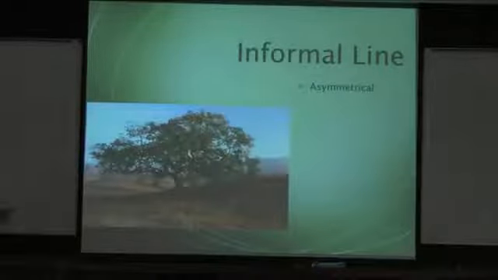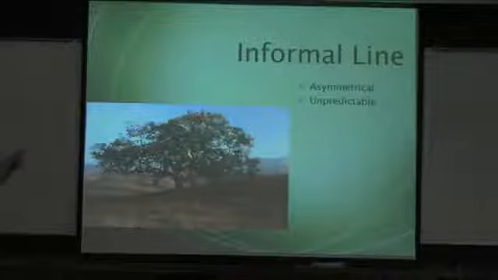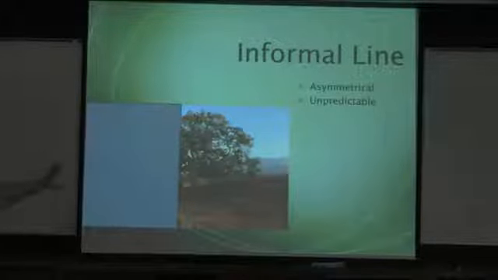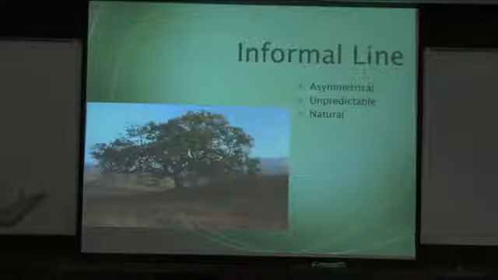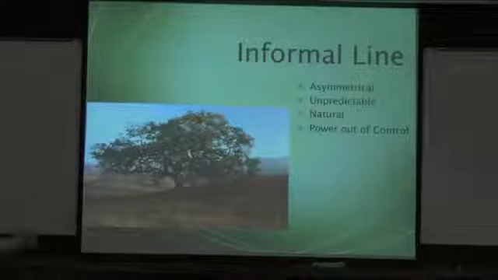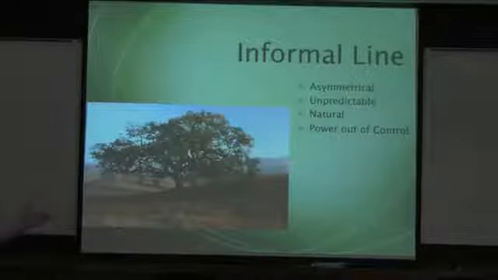Informal line, in opposition, is asymmetrical. It's still balanced, but it's not as predictable. If I gave you half of that object, you couldn't draw it and get it exactly right. You could guess at it. It doesn't fall over. It's asymmetrically balanced, but it's unpredictable. It's natural, and it's power out of control. Now, I don't mean like a 5-year-old in a candy store. I mean, it's got power, but it's in itself. We don't usually see it as being controlled by something else. It has power in itself.